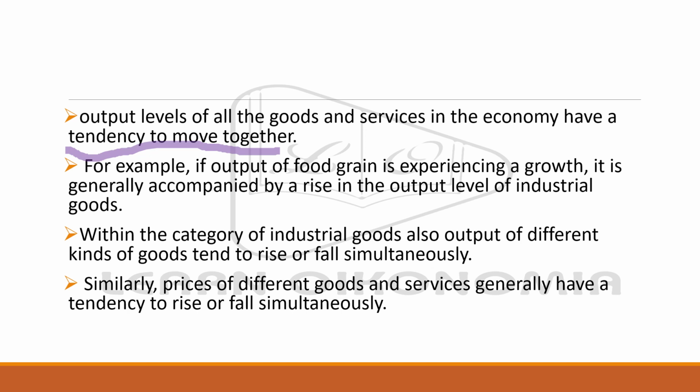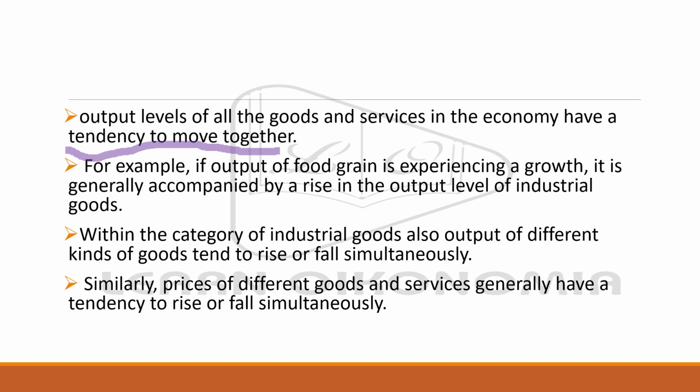If you take the example of output of food grain, we can see that this is experiencing a growth, and this is mainly accompanied by an increase in the output level of industrial goods as well. Because in some cases, especially when it comes to agro-based industries, an increase in agriculture growth can definitely lead to an increase in industrial growth as well.